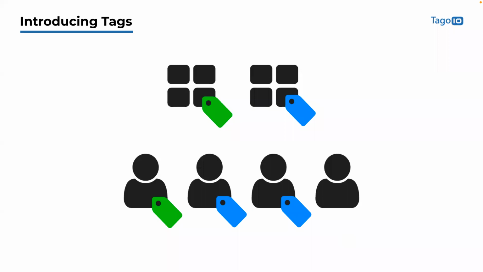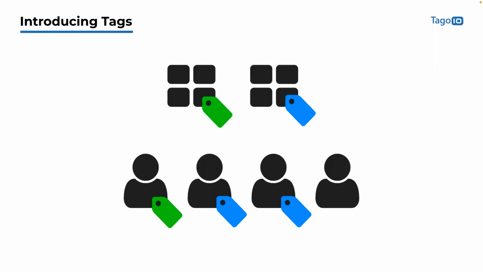Tags by themselves don't actually do anything. They are just a label that you can attach to a particular resource in TagoIO in order for you to organize and recognize that resource. But by themselves, they don't actually do anything.